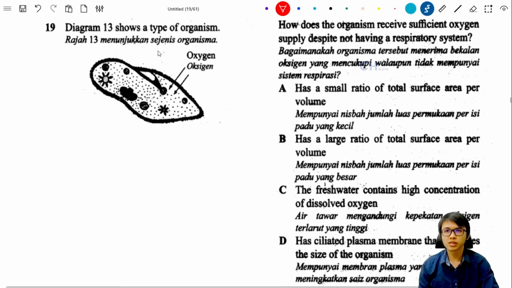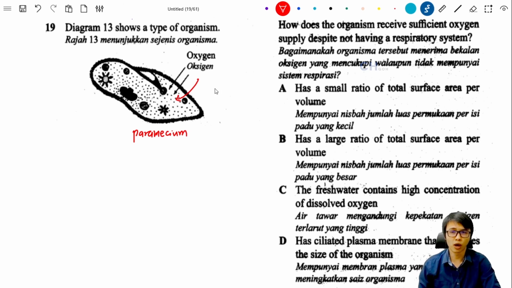Question 19. Diagram 13 shows a type of organism. This is the paramecium again. And this paramecium is taking in oxygen directly from the environment. Why can they do that? Why do we need lungs to take in oxygen? Why the paramecium? They don't need lungs, but they can straight away take in oxygen from the environment. There's only one reason, because they are super small and that makes their total surface area per volume ratio super high. This is the reason. By having a high TSA per volume ratio, they are able to take in oxygen from the environment.